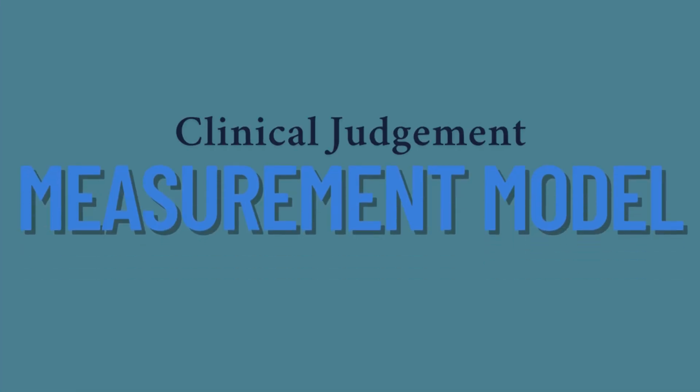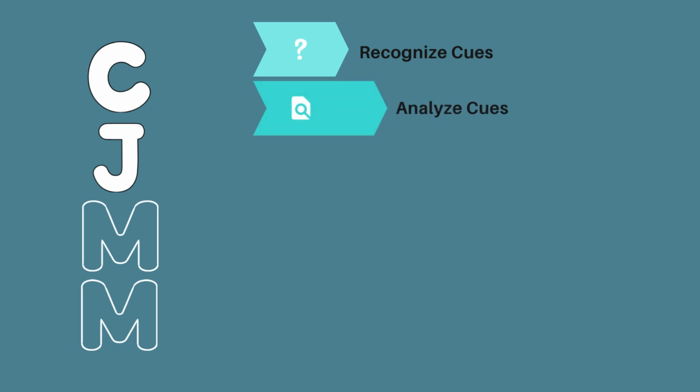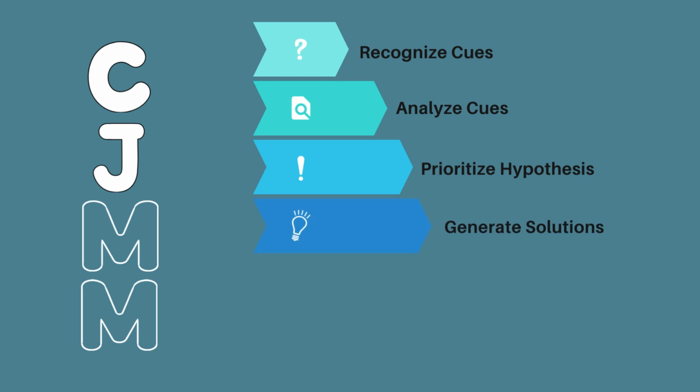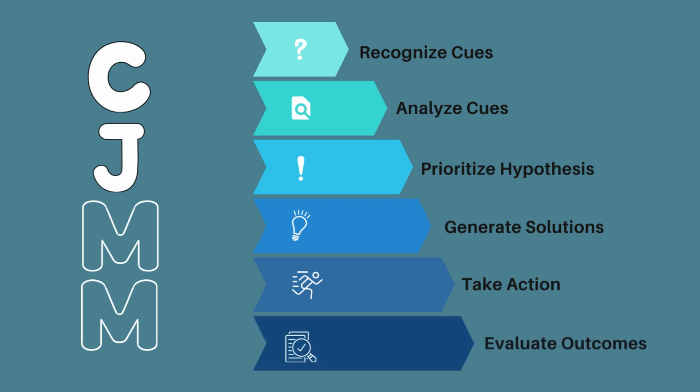Before we jump into prioritization, let's quickly review the Clinical Judgment Measurement Model, or CJMM. This model breaks critical thinking into 6 essential steps: recognizing cues, analyzing, understanding, prioritizing risks, establishing solutions, performing actions, and tracking outcomes. It's the roadmap for every clinical decision you'll ever make.